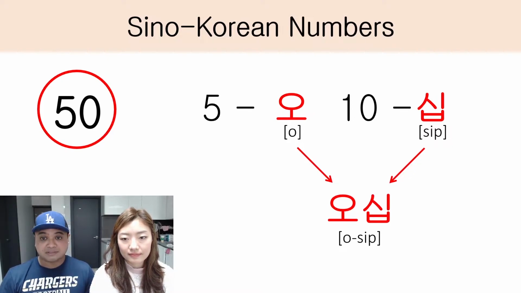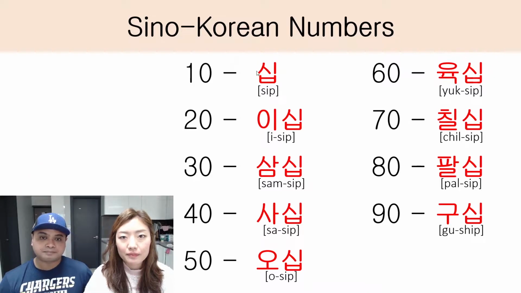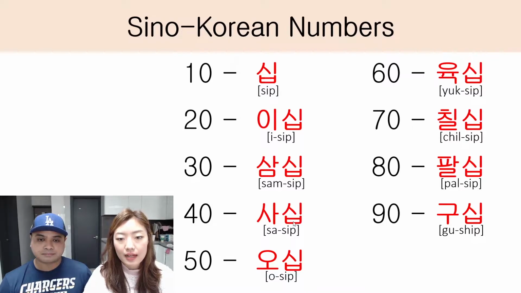O is 5 and 10 is ship, O ship. Put them together. And here are the numbers by tens from 10 to 90.